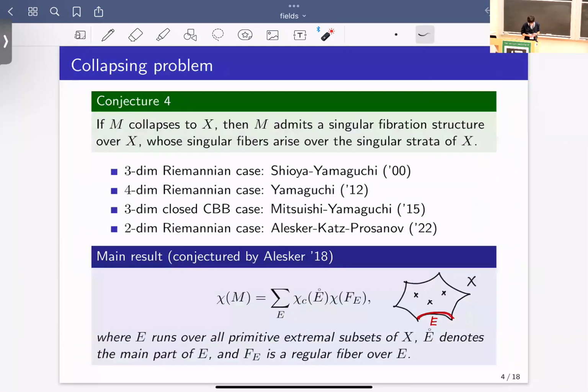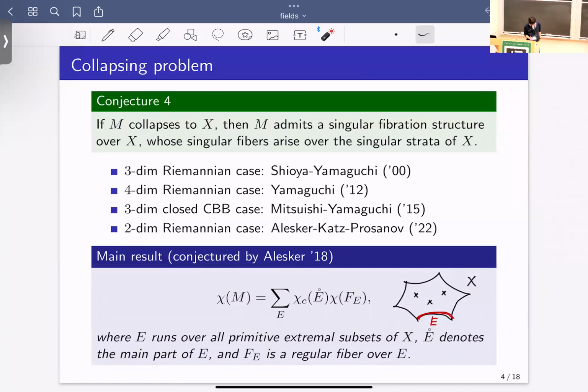Okay. So in general, the limit space X has singular points, and there are singular fibers over the singular points. Here is a rough conjecture. If M collapses to X, then M admits a singular fibration structure over X, and the singular fibers arise over the singular strata of X. These singular strata are extremal subsets that Perelman and Petrunin introduced.